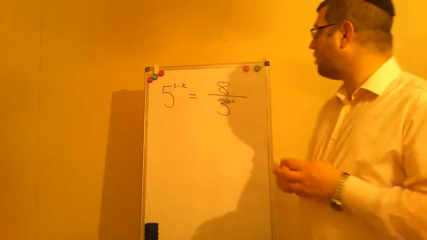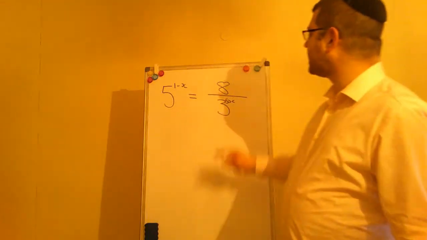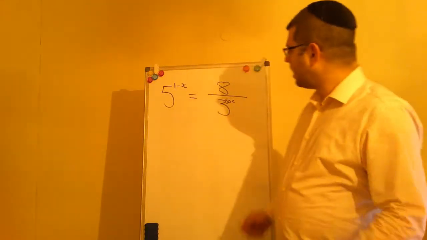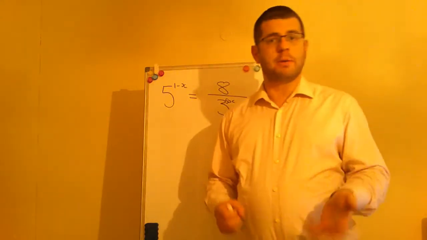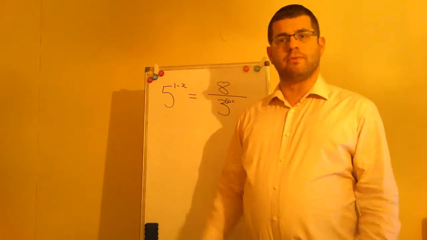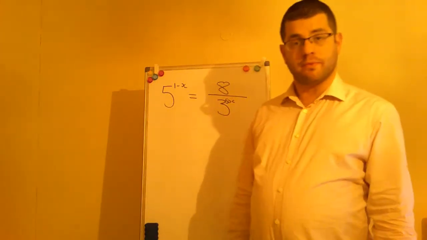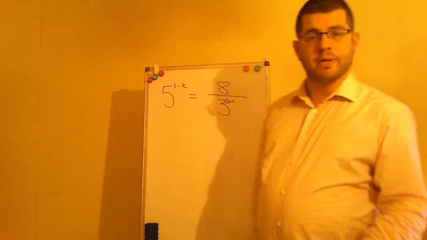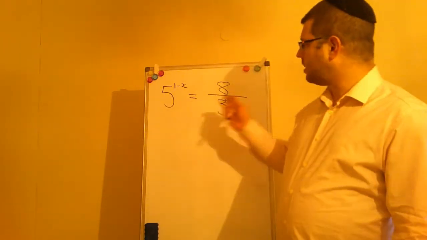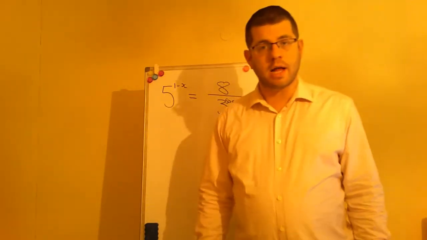Okay, so let's try this one. 5 to the power of 1 minus x is 8 divided by 3 to the power of 5x. Right, so again, think about the techniques we've learned, have a go, and then I will provide a fully worked solution for this problem. A question like this would be 4 marks, so fair bit to do. So give it your best shot and we will go through it.